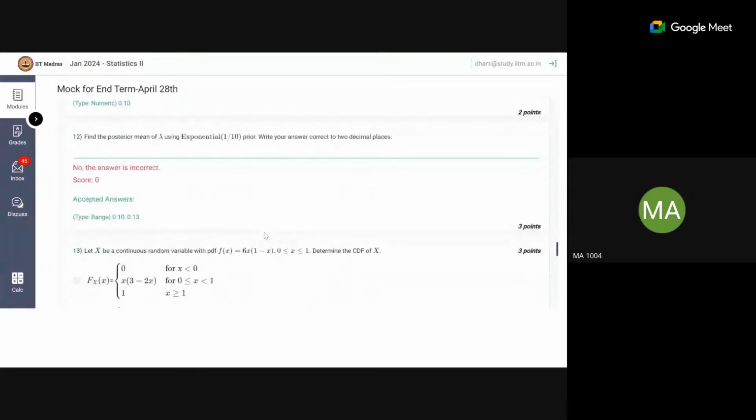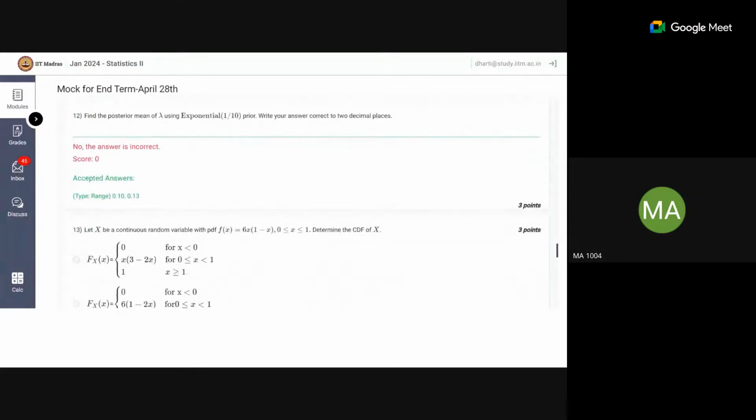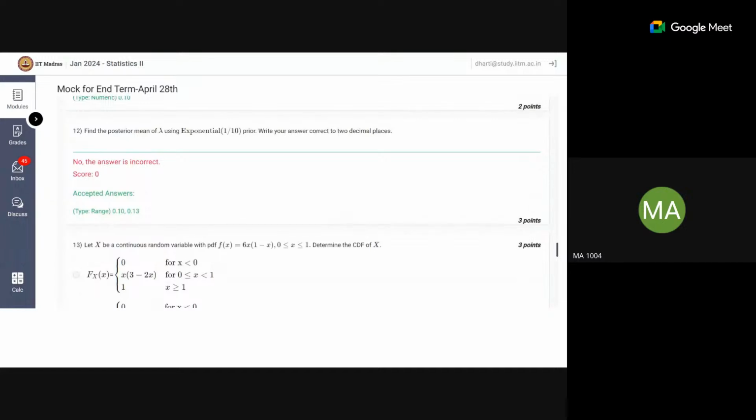Okay, find the posterior mean of lambda using exponential 1 by 10 prior. Okay, fine. How to find the posterior mean if the prior is given to us? Posterior is proportional to likelihood into prior distribution, right? We have calculated the likelihood in the previous question. We can use that.